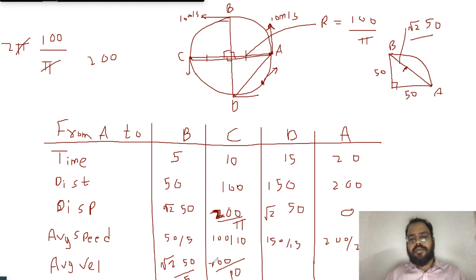So average velocity will be 200 divided by pi and then divided by 10, so it will be 200 upon 10 pi. Then from A to D it will be root 2 into 50 upon 15. And lastly it will be 0 divided by 20, that goes to 0. So this completes our sum.